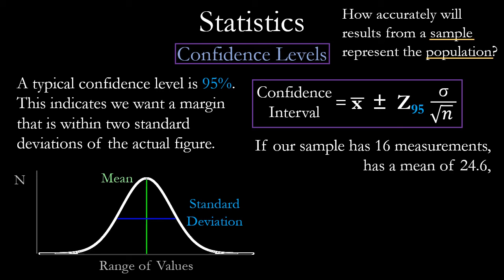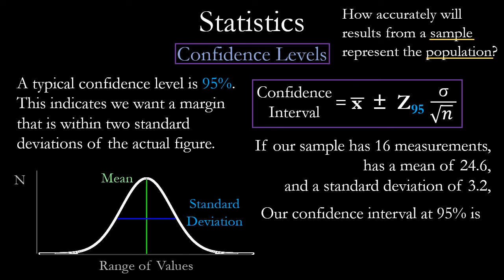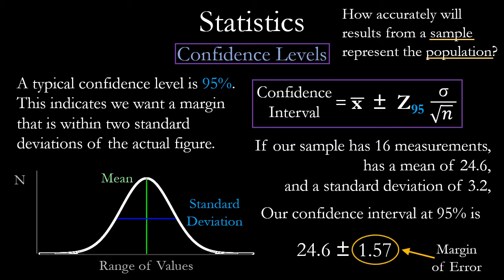Our mean was 24.6. Our standard deviation was 3.2; that's the sigma that we see. We're choosing a 95% confidence level, so our confidence interval at 95% confidence is 24.6, which is our mean, plus or minus 1.96 times sigma over square root of n, which is 3.2 over square root of 16. Now that 1.96 again seems a little bit arbitrary, but that is the Z value at 95%, when we want to be 95% accurate. Okay, we can easily calculate this. We get 24.6 plus or minus 1.57. This is what we end up with, and 1.57 is going to be our margin of error. We've got plus or minus 1.57.